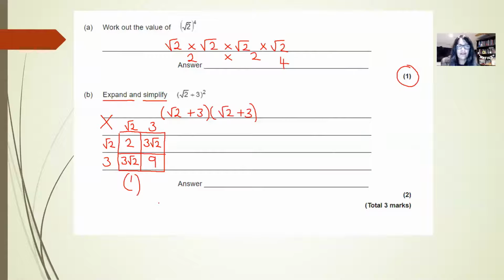Now we need to simplify, so we need to collect things that are the same. So 2 plus 9 is 11, so we get something for that. And then how many root 2s have we got? We've got 3 here, and we've got another 3. So in total, we have 6 root 2s. And that gets us our second mark. 2 marks, there we go, done.